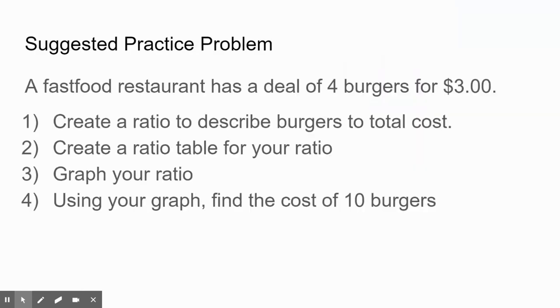So our suggested practice problem for today: you have a fast food restaurant that has a deal of 4 burgers for $3. You're going to do 4 things, which is why I only gave you one suggested practice problem today. You're going to create a ratio to describe burgers to the total cost. Secondly, you're going to make a ratio table for your ratio. Make like 2 or 3 equivalent ratios in there. You're going to graph your ratio on a coordinate plane. You'll have to make your own coordinate plane. To be fair, you could probably use the same one from the mini lesson, but it'd look a little bit messy. And then finally, using your graph, you're going to find the cost of 10 burgers.